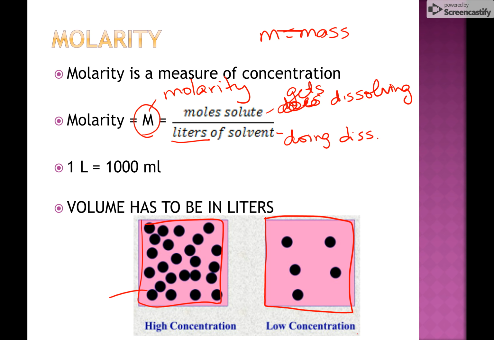So for example, if you have 3,850 milliliters, you divide by 1,000, and that gets you 3.85 liters. Volume has to be in liters, just like in gas laws, we needed it to be in liters.